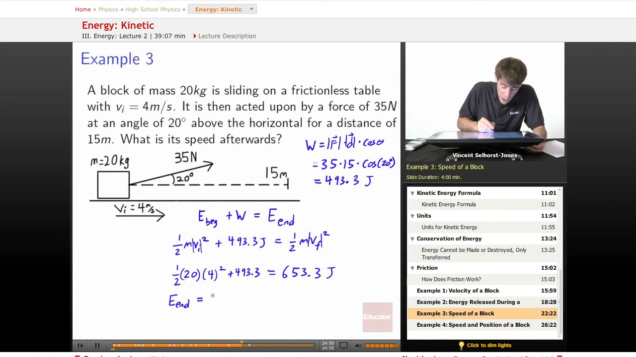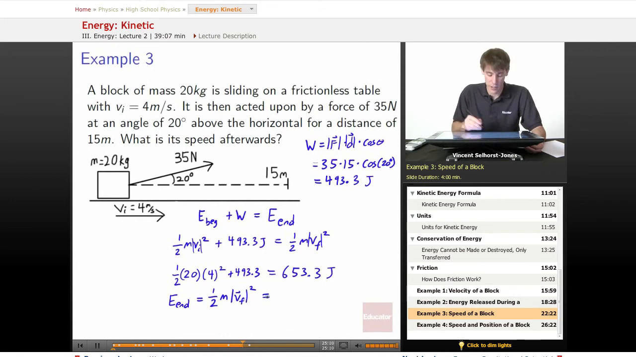which is equal to just the energy in the velocity, kinetic energy, is going to be 1/2 m v_f squared, which is equal to the energy at the beginning plus the work put into the system, or 653.3 joules. So we solve this with algebra.